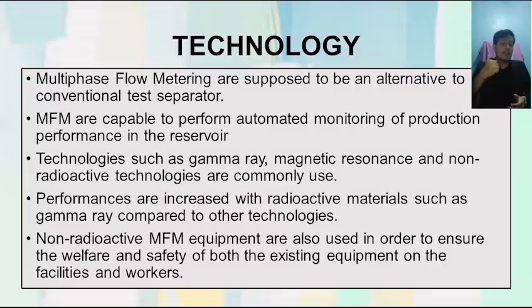Technologies such as gamma ray, magnetic resonance or non-radioactive technology are commonly used in the industry. However, the usage of radioactive materials such as gamma ray have higher efficiency and performance compared to other technologies. Non-radioactive technology are still in use in order to maintain the welfare and the health of the workers at the industry.